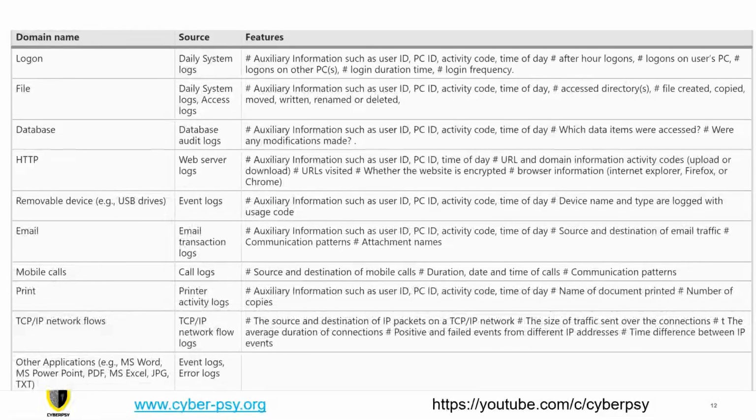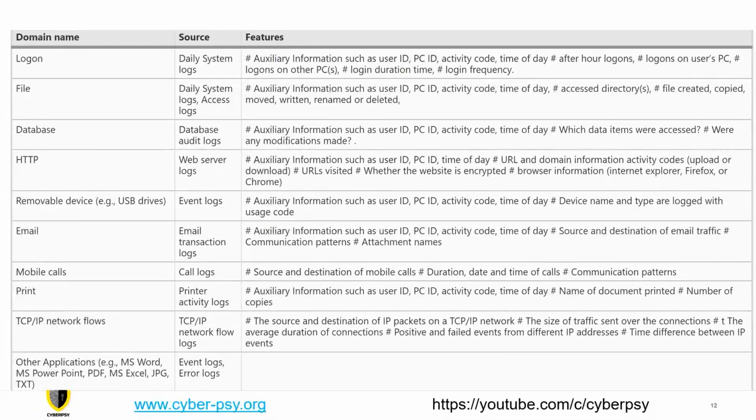Coming to the different anomalies, for example for logins, that can be after hour logins or logins on the user's PC, or at the same time if they have logins on others' PCs, login duration time, login frequency. These are the parameters used in the algorithms. And for files, file activities, time of the day, file created date, copied, moved, written, renamed, or deleted dates. For database activities, which data items were accessed, were there any modifications made, what time they were accessed, etc. For HTTP web server logs, from web server logs, we can get whether the website is encrypted or browser information, history, keywords in multiple browsers.